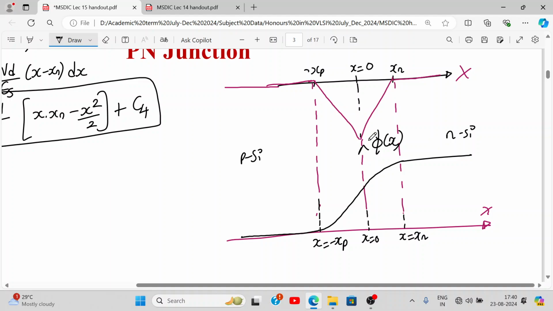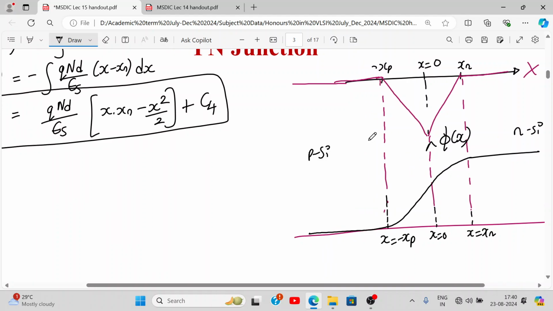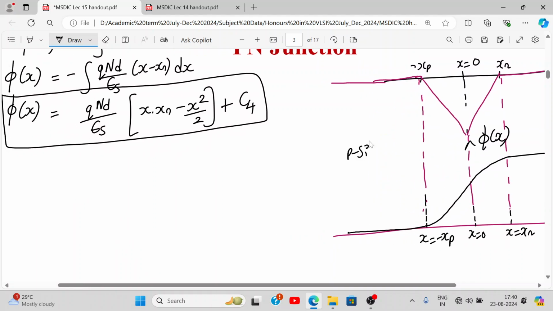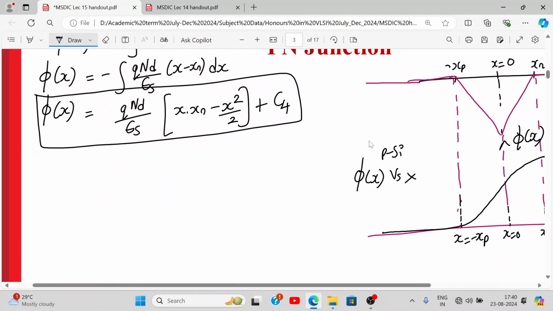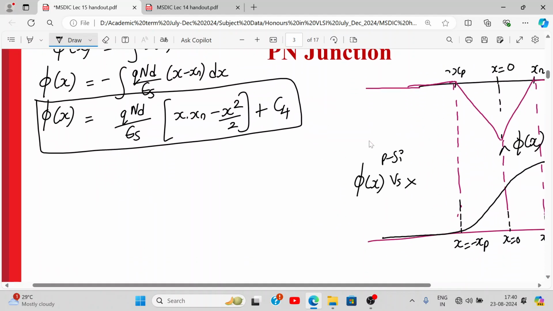So write down one line. Understanding this? What is the plot? This is psi of x. This is how it will look versus distance. So write down point number 4: potential phi of x is a continuous function.